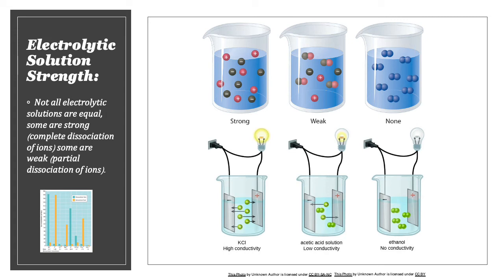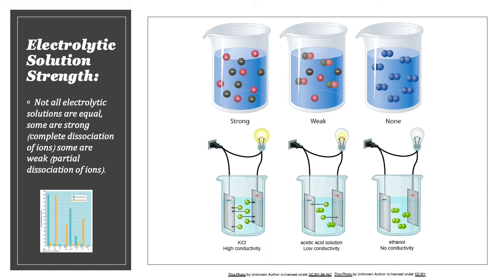If you look at the middle beaker up at the top, you'll notice that some of these have been dissociated and some have not. So this would be considered a weak electrolyte because it's only putting some ions in solution and not all the particles are dissociating. If you take a look at the middle beaker down below that, you'll notice that the light bulb is still lit up, but it's not nearly as bright as the first one. So this is still conducting electricity, so it is still considered an electrolyte, but a weak electrolyte.